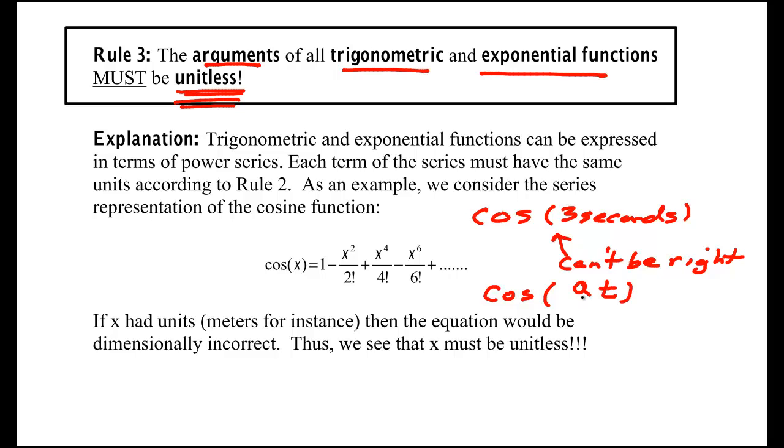You had acceleration times time, and that happened to be meters per second squared, and then you multiplied by a second, then this thing would have units. That's not possible. Can't happen. The argument must be unitless. Whatever you do to find that thing, it's got to be unitless before you take the cosine.